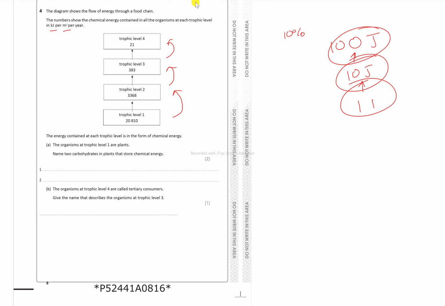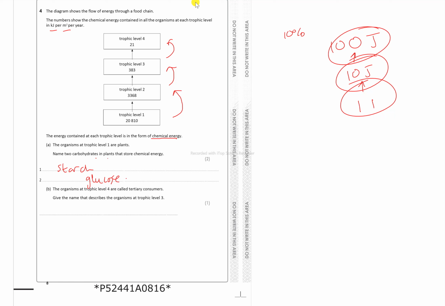Energy is contained at each trophic level, in the form of chemical energy. Organisms at trophic level 1 are plants. Name 2 carbs in plants. Starch and glucose, I tend to remember. You've got cellulose, which is the cell wall. Still got energy, whether we can take advantage of it or not, it doesn't matter.